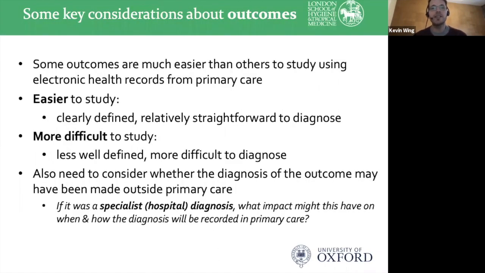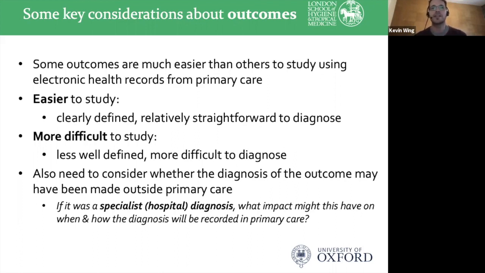So first of all, some key considerations about outcomes. Some outcomes are much easier than others to study using electronic health record primary care data. Those that are easier to study tend to be outcomes that are clearly defined, perhaps you know them as harder outcomes, and may be relatively straightforward for a clinician to diagnose or for a GP to diagnose. Those that are more difficult to study are outcomes that are perhaps less well defined and may be more difficult to diagnose within primary care.